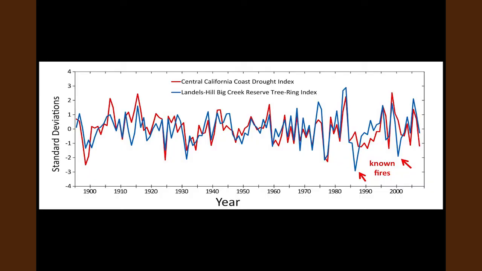So we can see in red, we have the Central Coast Drought Index. And so we have smaller years representative of drought years. And in blue, we have the Landell's Hill tree ring chronology. And we can see the tight matching of the ups and downs. So the tree rings are able to capture the drought sensitivity here.